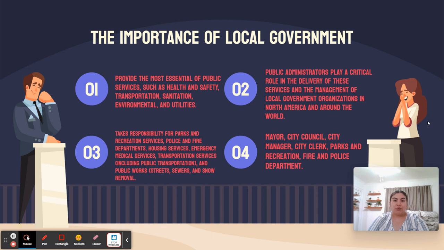What are the critical roles of local government, as well as their tasks and responsibilities and jobs, such as mayor, city council, city manager, city clerk, parks and recreation, fire and police departments.